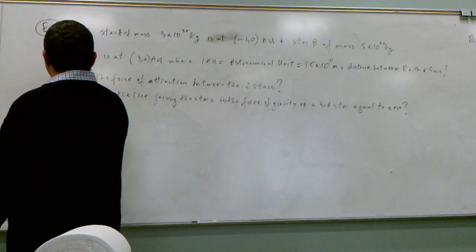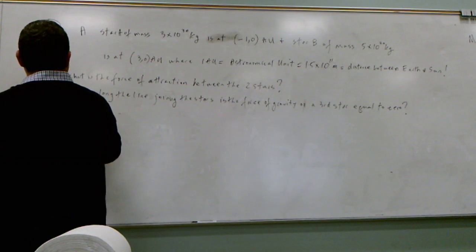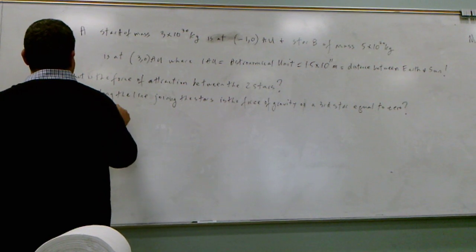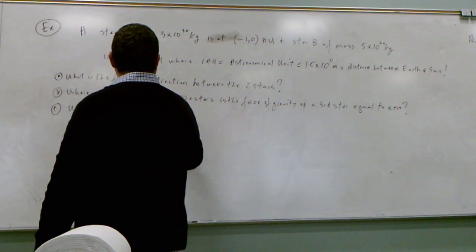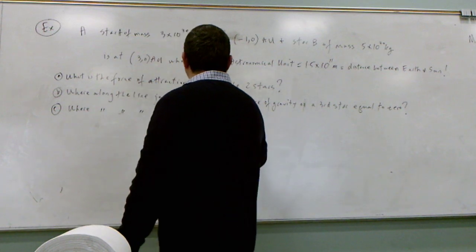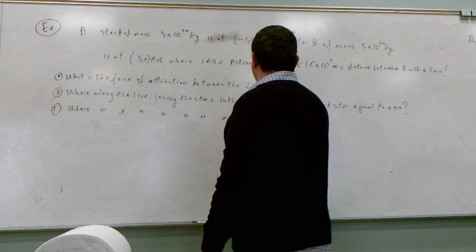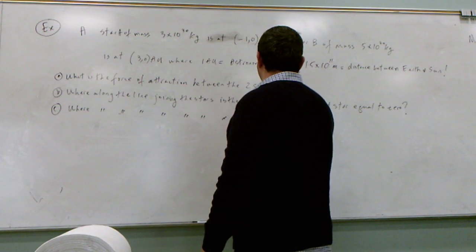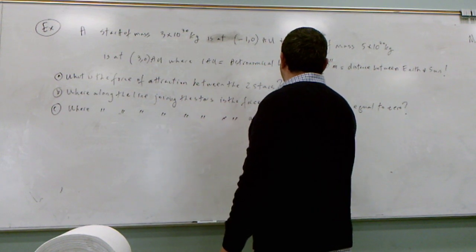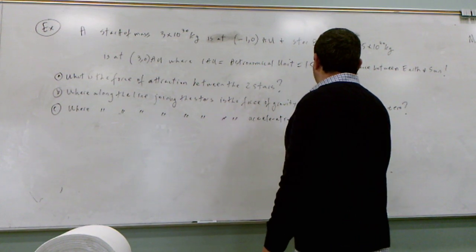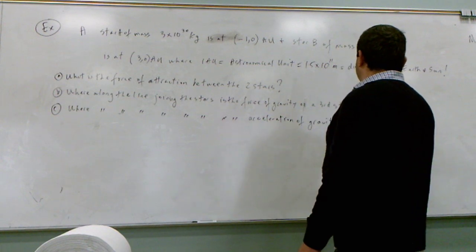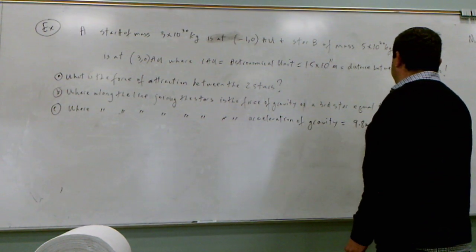C, we can ask, where along the line joining the stars is the acceleration of gravity equal to 9.8 meters per second squared?